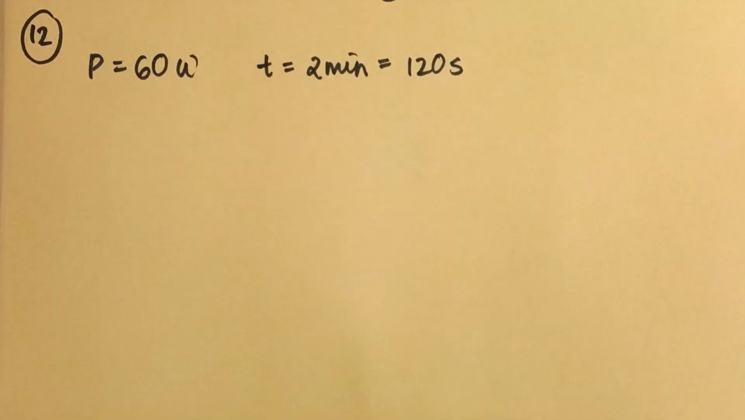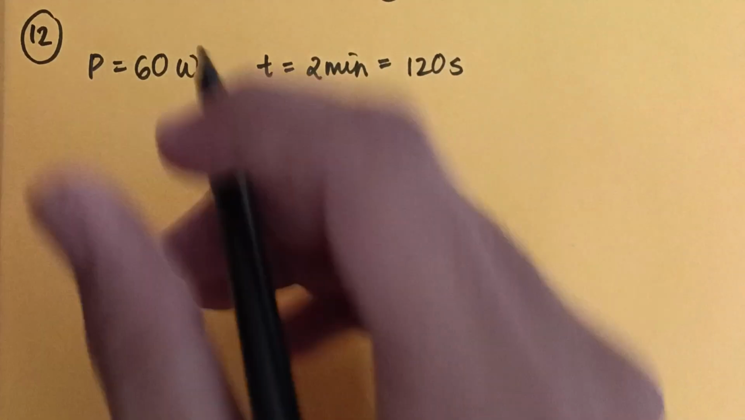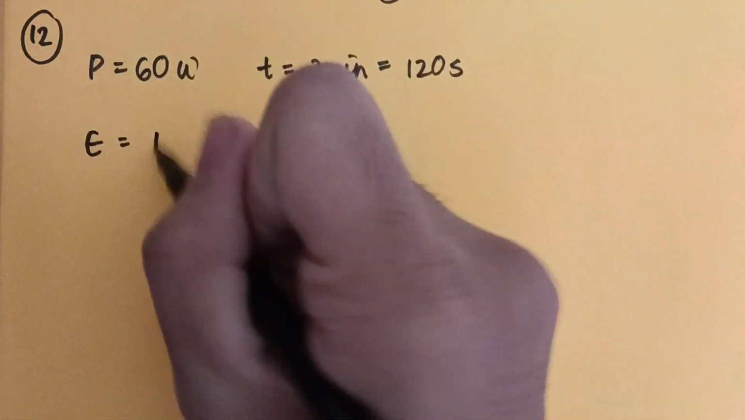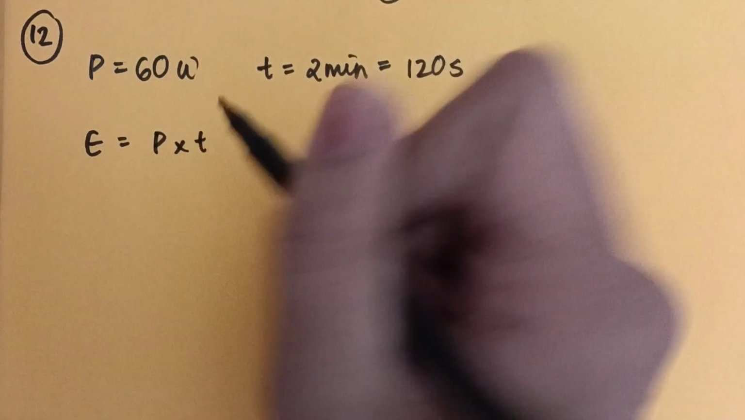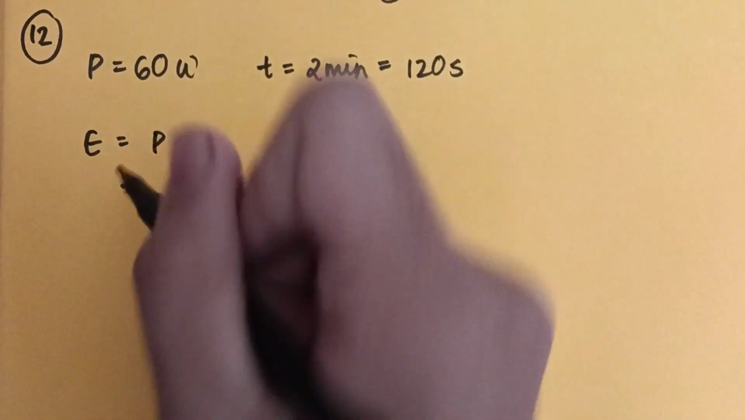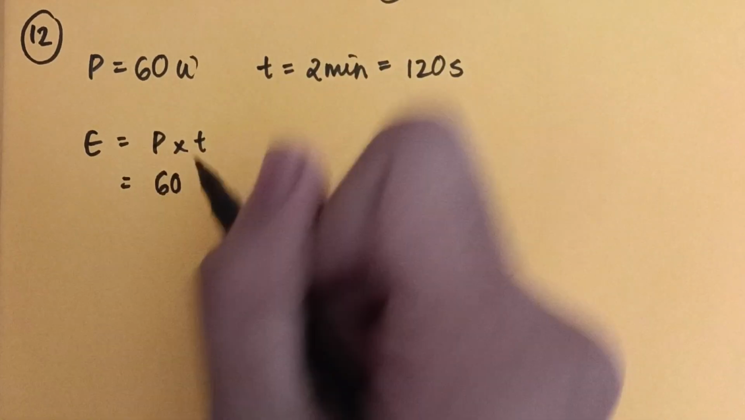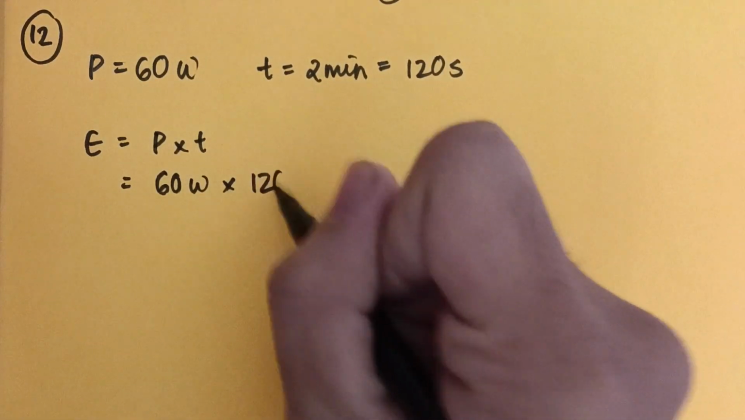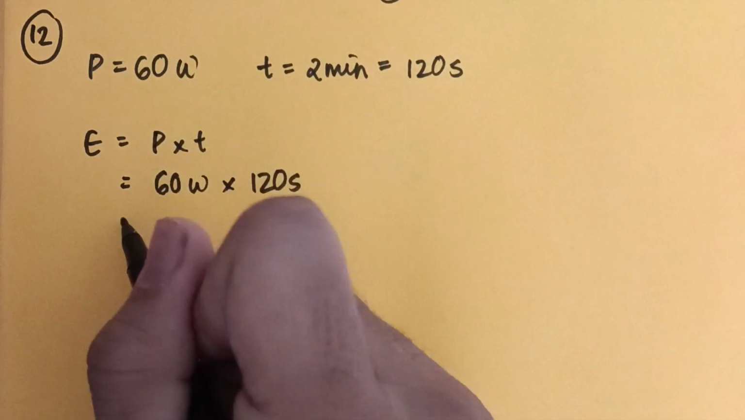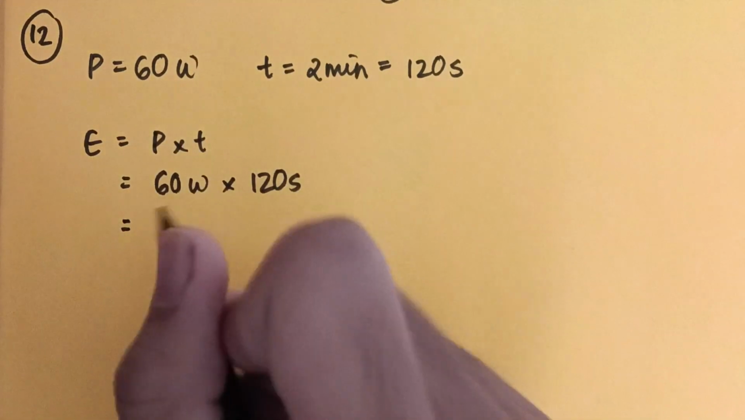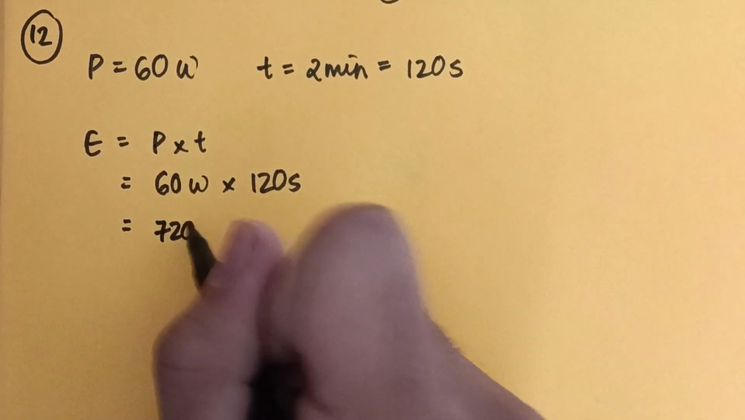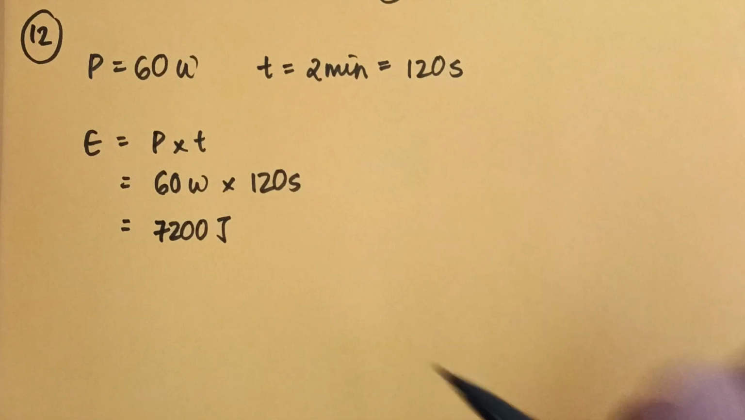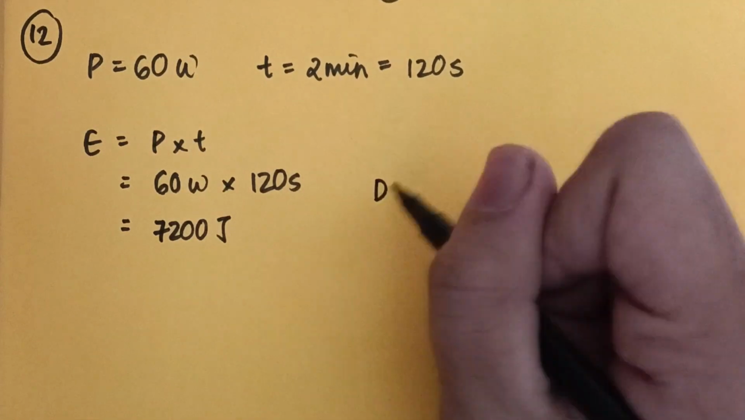We know that the formula for energy E is equal to power multiplied by time. So we can directly plug values into the formula. So 60 watts multiplied by 120 seconds will be equal to 7,200 joules. Checking the options, the answer is D.